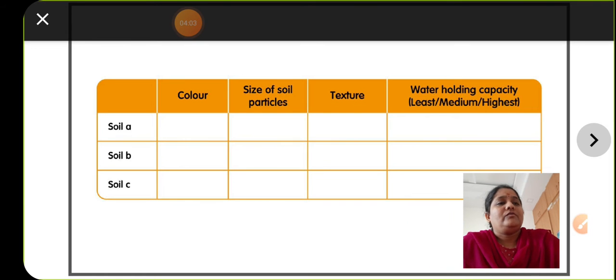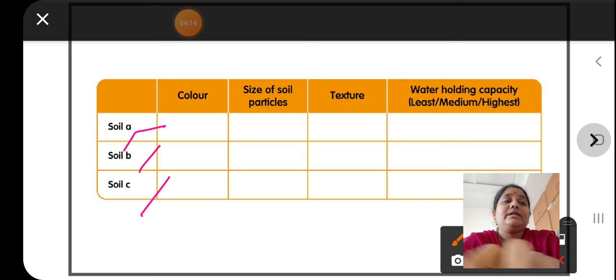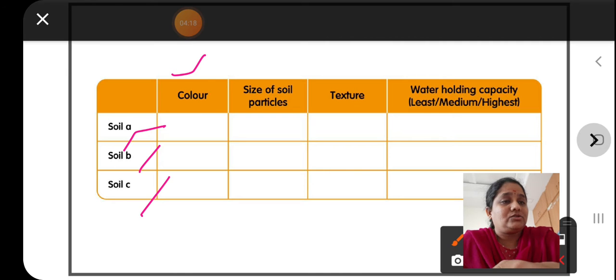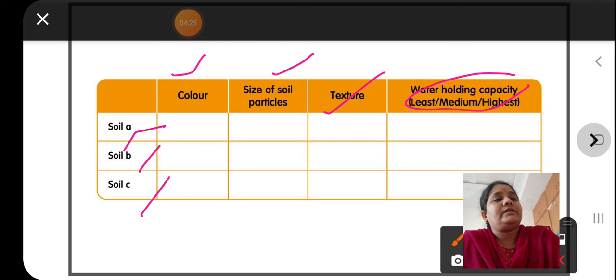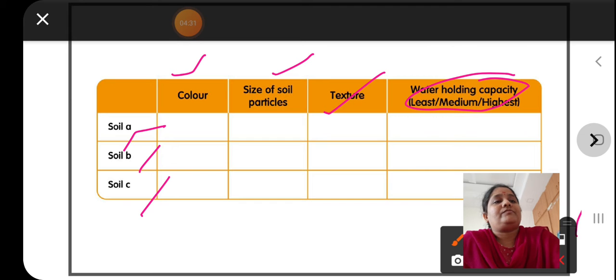To better understand different types of soils, at first let us copy a tabular column, where you will get 3 samples of soils which we call sample A, B and C. You compare these 3 different types of samples with respect to the color of the soil, the size of the particles present, its texture, and a small activity we are going to do on the water holding capacity. Okay children, so let us continue our class.